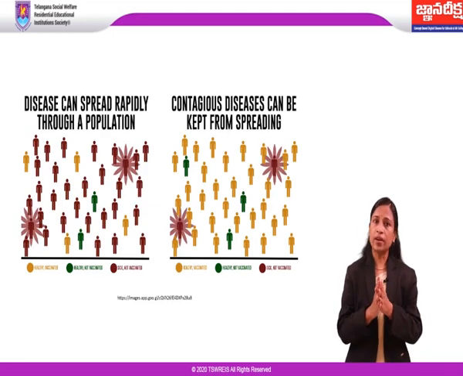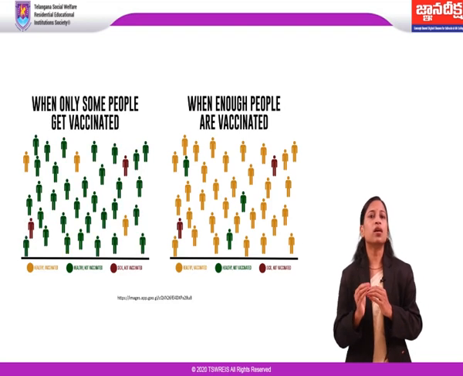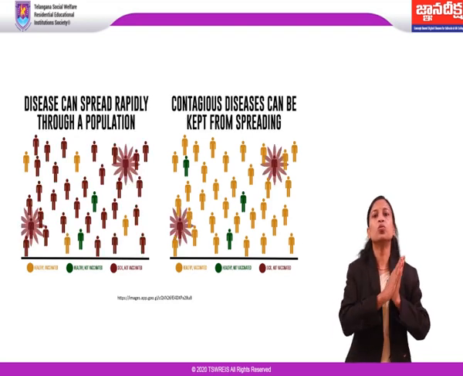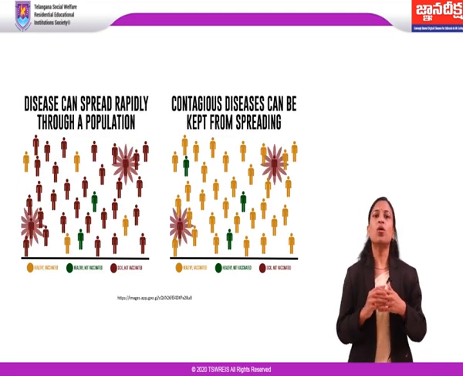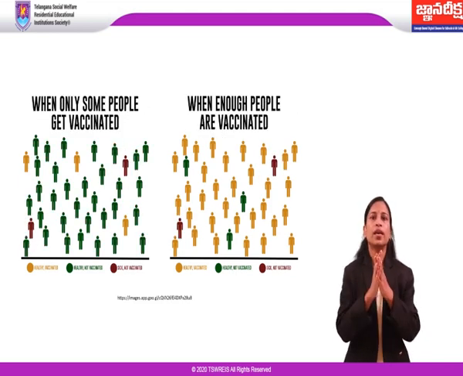Herd immunity is very critical because there are always some individuals who cannot receive the vaccine, for example, very young children or immune compromised individuals.